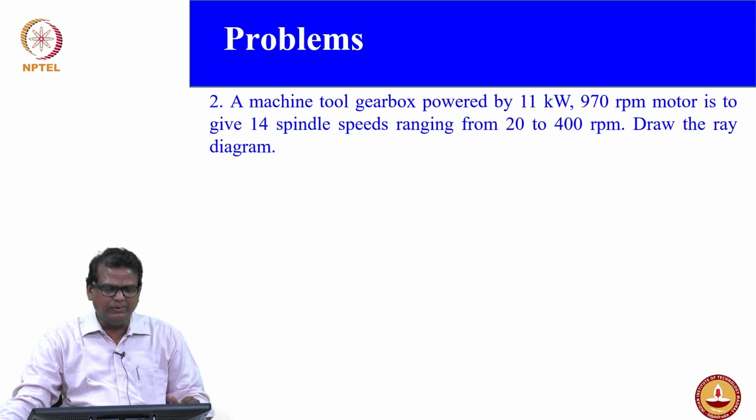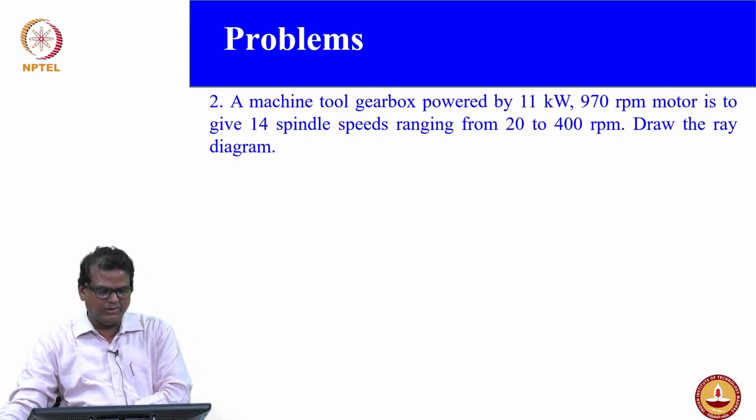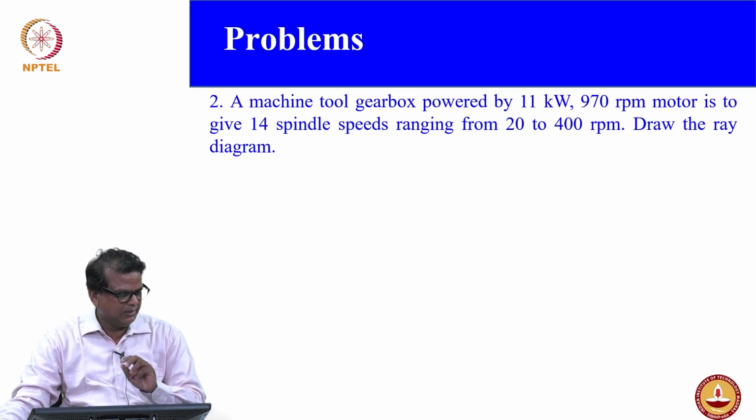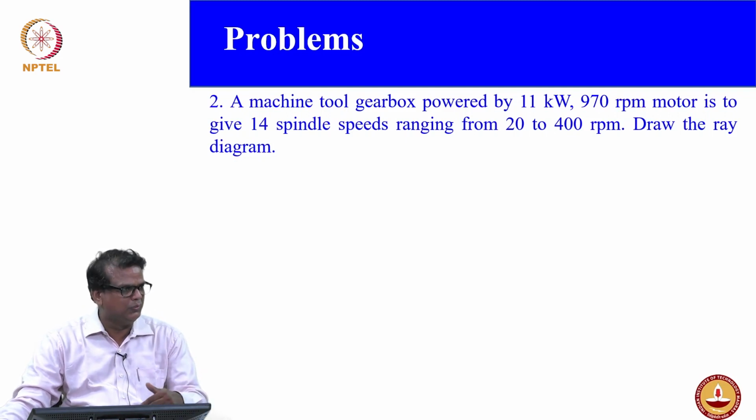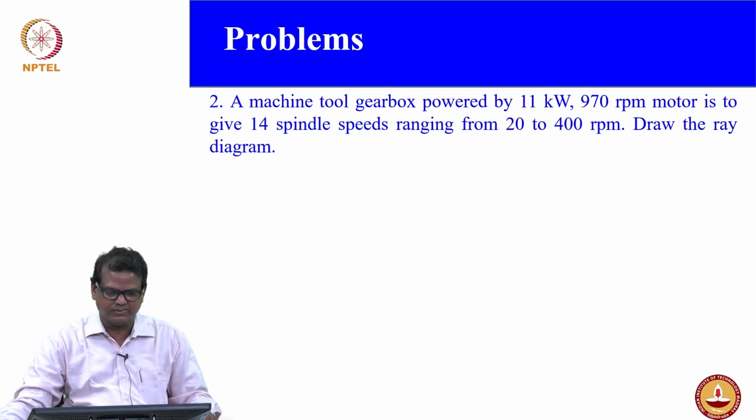So the problem is here. We are going to do the second problem. A machine tool gearbox powered by an 11 kilowatt 970 rpm motor is to give 14 spindle speeds ranging from 20 to 400 rpm. Draw the ray diagram. I am restricted to only the ray diagram. We are supposed to do the kinematic diagram also, but if you understand the ray diagram, you can automatically do the kinematic diagram. That's how I am covering the various aspects of machine tool gearbox.